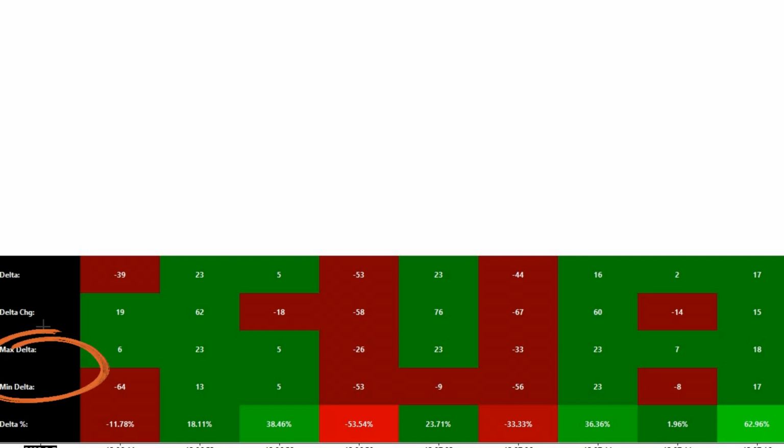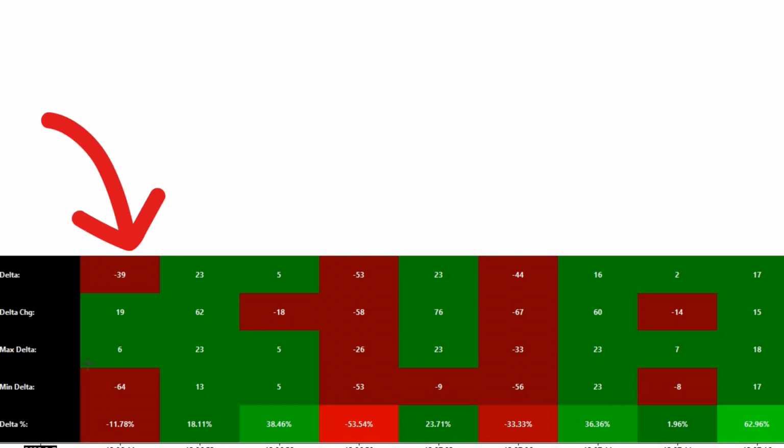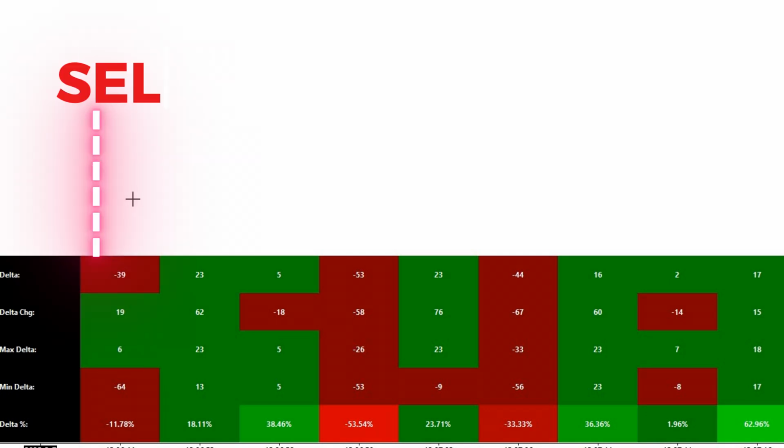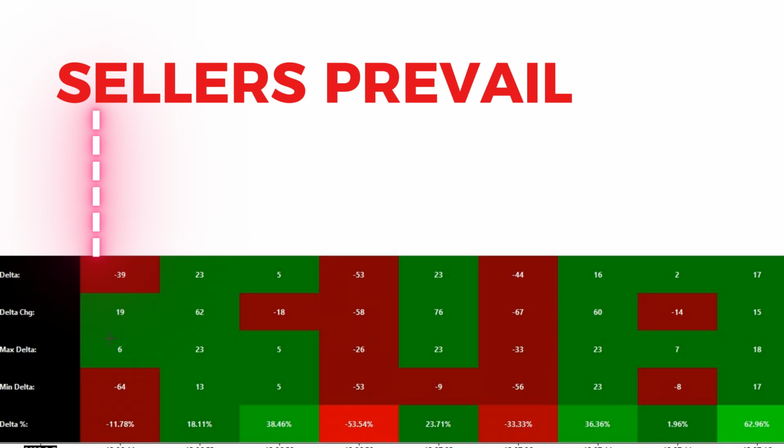The next two boxes on our delta statistics are minimum delta and maximum delta. Those two things, as the name suggests, are the maximum and minimum contract size in that specific candle. Over here, the maximum delta obtained in this candle was 6 contracts, and the minimum delta in this candle was minus 64 contracts. And that means that the sellers were much stronger than the buyers in this moment.